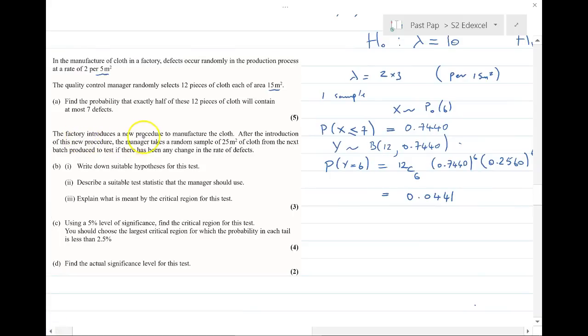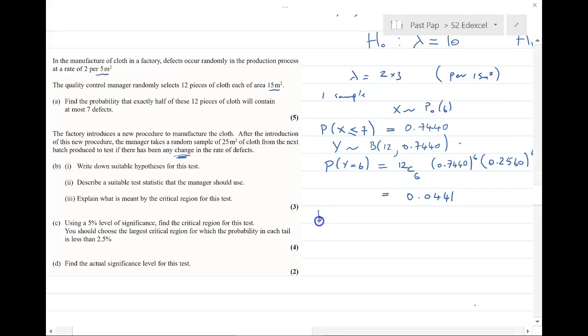Okay, so we've got some hypothesis testing for part B. It says a factory introduces a new procedure to manufacture the cloth. After the introduction of this new procedure, the manager takes a random sample of 25 meters squared of cloth from the next batch produced to test if there has been any change. It's key because it's highlighting a two-tailed test in the rate of defects. Write down the suitable hypothesis.